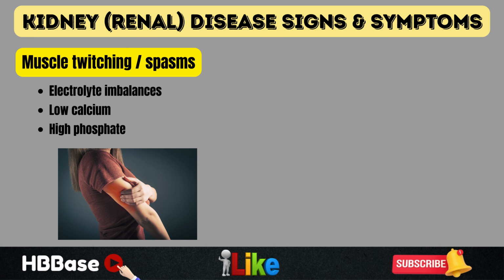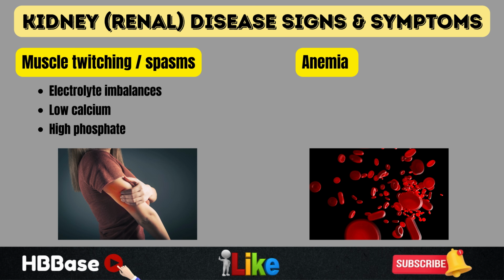We mentioned this before, but we can also see anemia in kidney disease, so low red blood cells or low hemoglobin, and this is an anemia of chronic kidney disease.